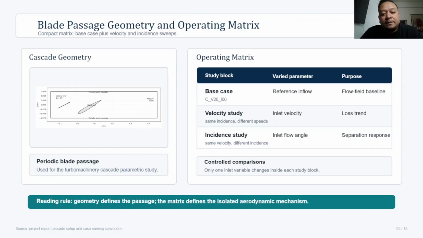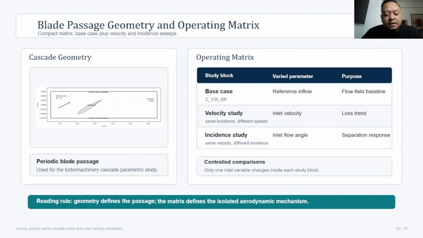This slide summarizes the blade passage geometry and the operating matrix. The cascade model used the same NACA 0012 profile with a chord length of 0.15 meter and a pitch of 0.15 meter. Therefore, the solidity is 1.0. The stagger angle is 30 degrees, which gives a clear periodic blade passage arrangement for the internal flow analysis. The base case is CV20 I00, which uses an inlet velocity of 20 meters per second and zero incidence.